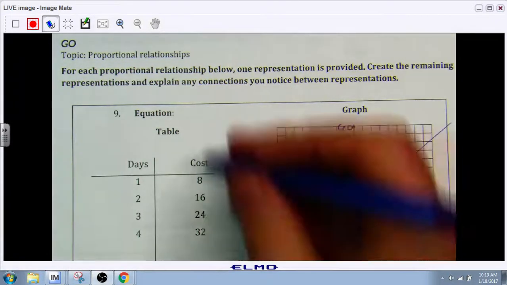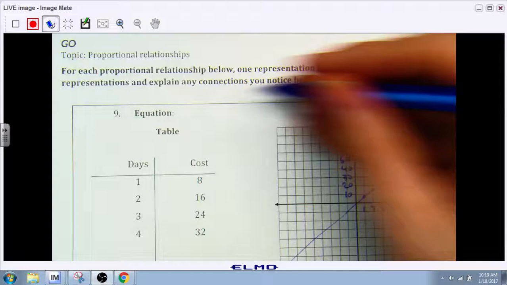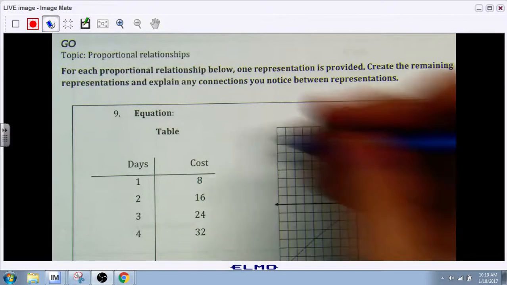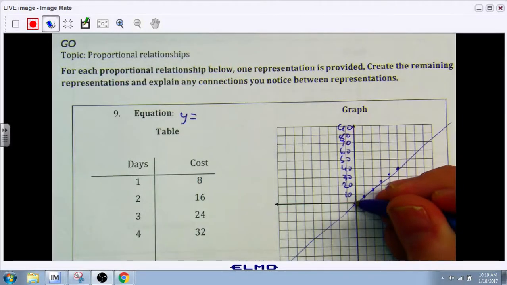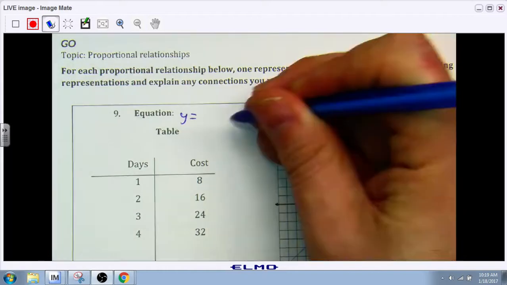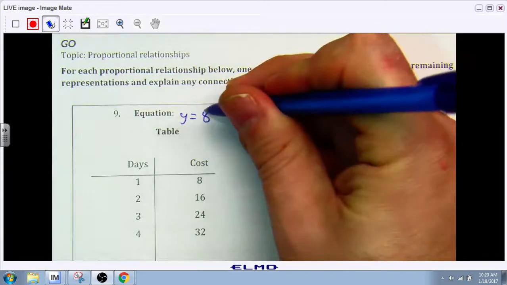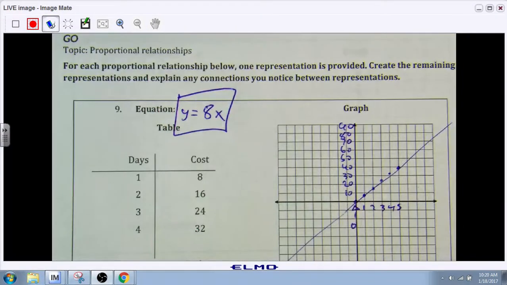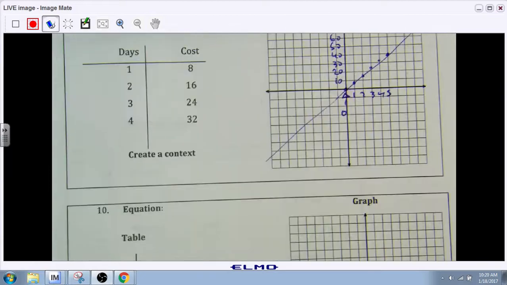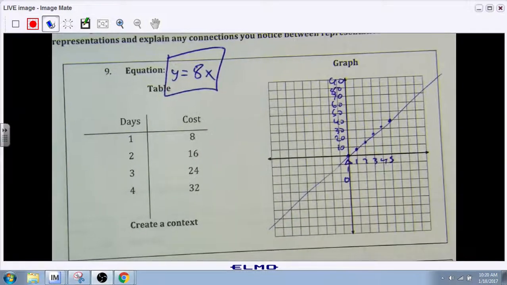If I were to write an equation now, I know that my b, it would cross right here at 0. So I know it's going to be a plus 0. What's my slope? Well, every time I rise 8 and run 1, so it's going to be y equals 8x. That's my equation. Okay. And then finally it asks for a context. I don't know. Cost is 8.